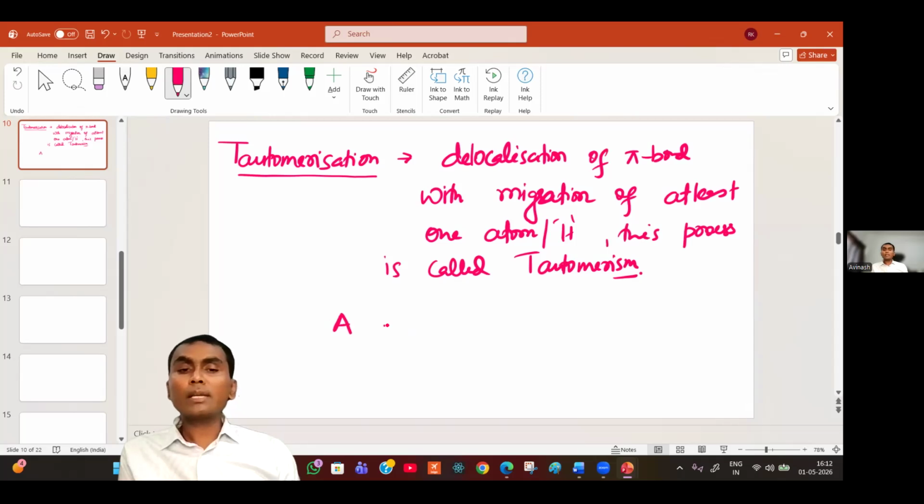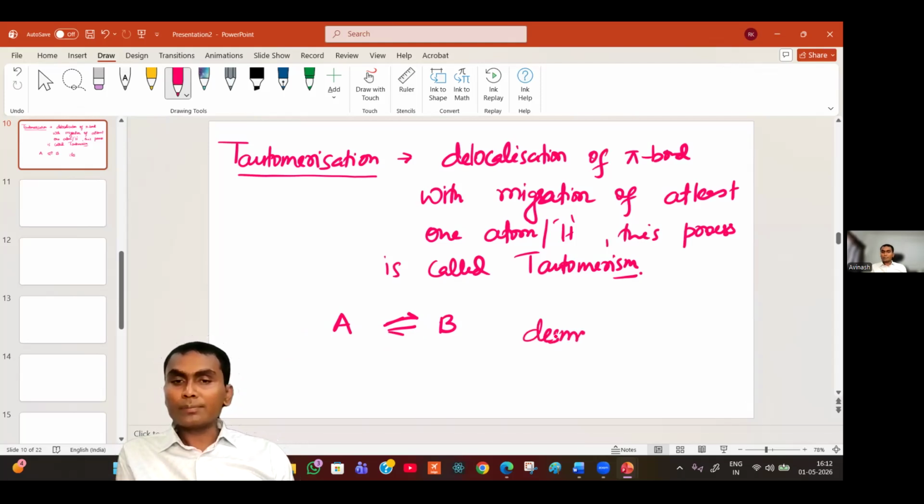Suppose A tautomerizes here and converts into B. Then we consider the equilibrium sign here, and this is a dynamic equilibrium, not a static equilibrium. Equilibrium is of two types: one is dynamic and another is static. Tautomerization is also called desmotropic.